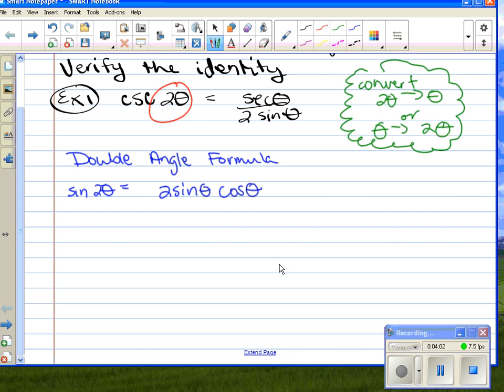And I'll go ahead and give you the second one now, which is the cosine. Cosine of 2 theta equals cosine squared minus sine squared. Now, those are what we call the double angle formulas.